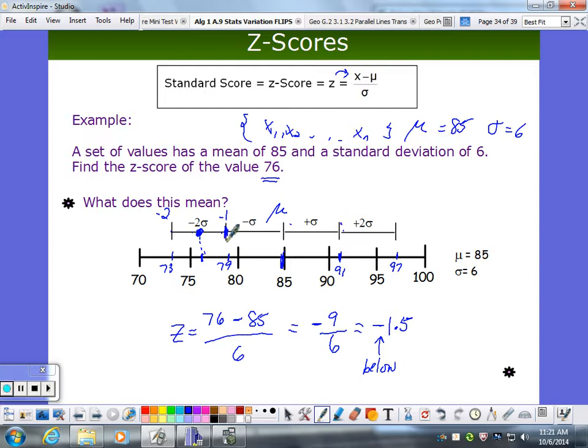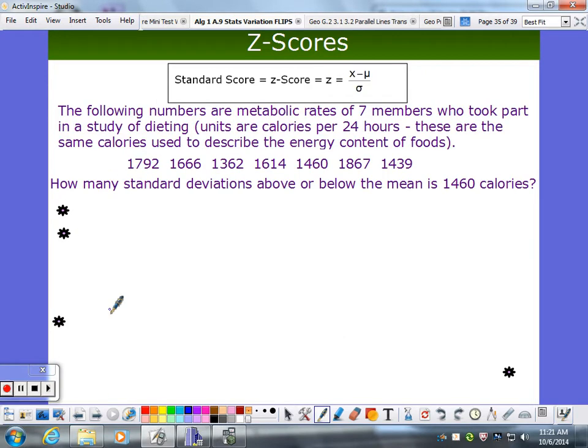Well, 79 is 1 standard deviation below the mean. So 76 is further away from the mean. And this tells me exactly, negative 1.5. Right, can we see what's between negative 1 and negative 2 standard deviations? Okay? Yeah, follow that? Good. Let's try another question here.